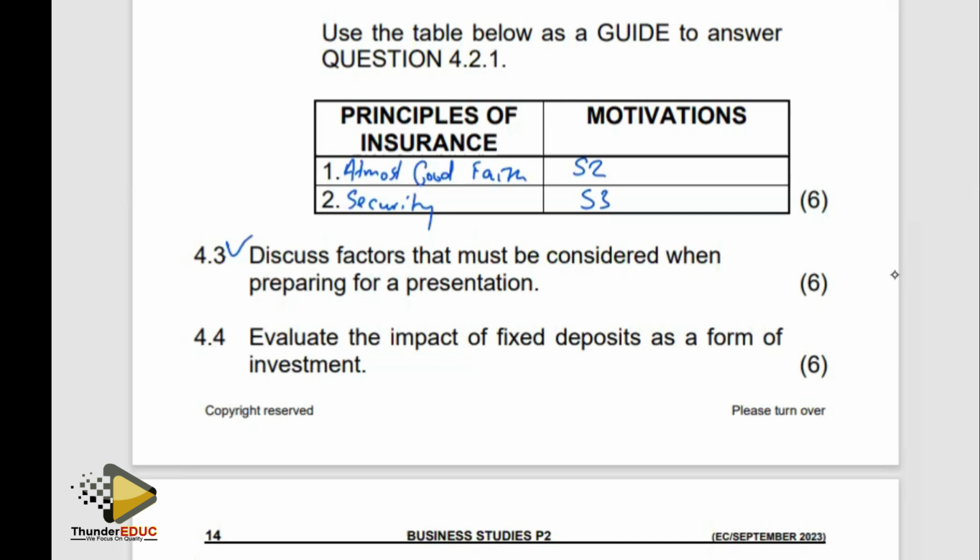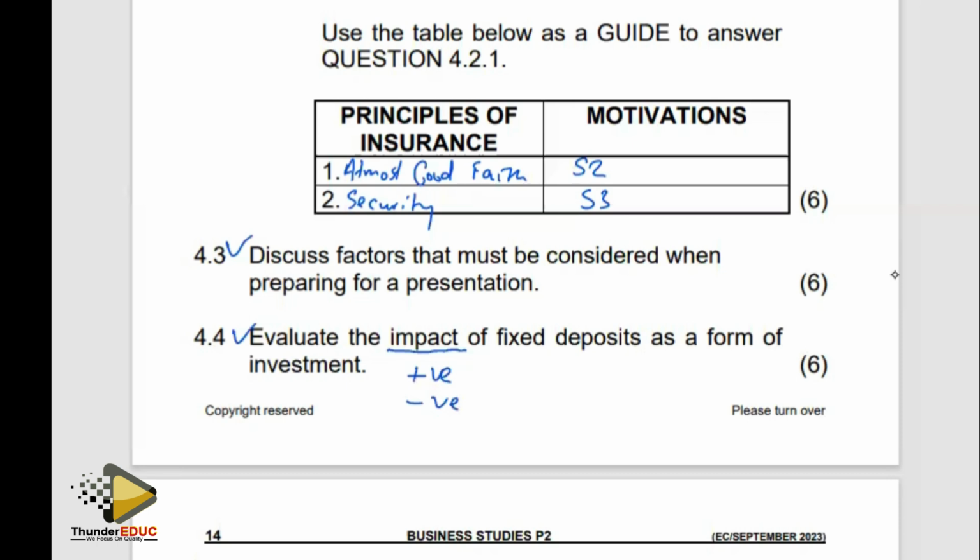Okay, right. So now let's check our 4.4. So now our 4.4 reads as follows. Evaluate the impact of fixed deposits as a form of investment. So now, the question only expects you to give the impact. So in this regard, you are expected to give both negative and positive.